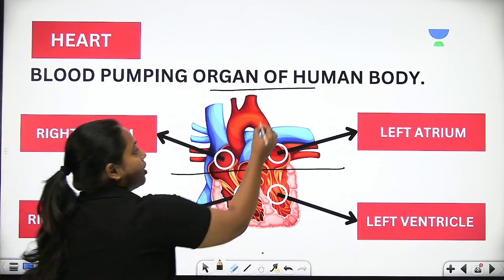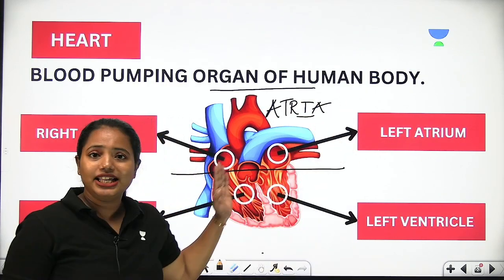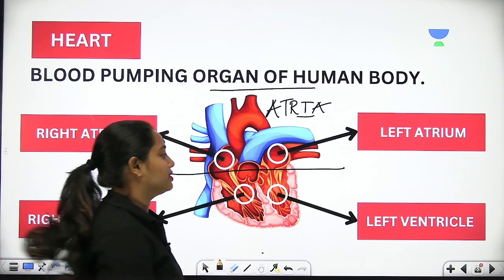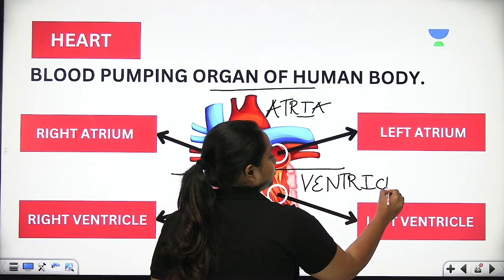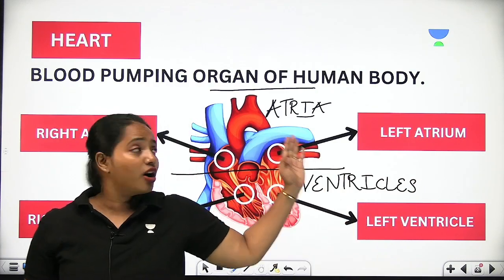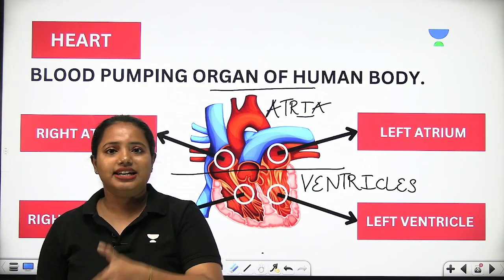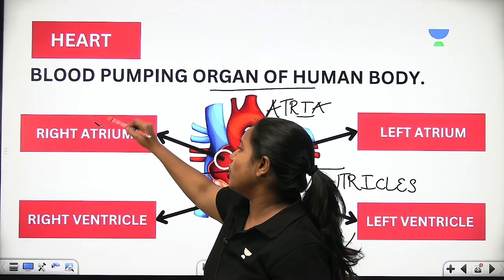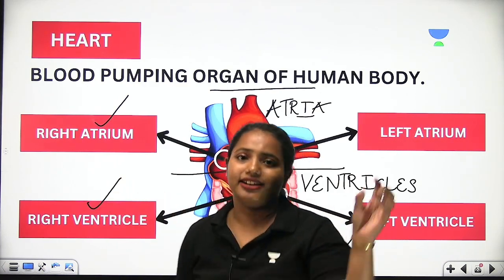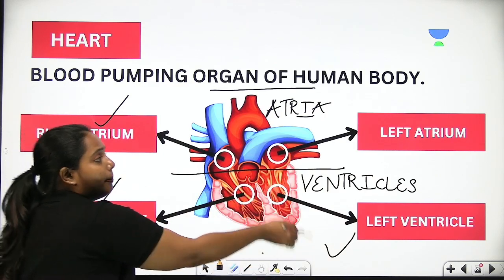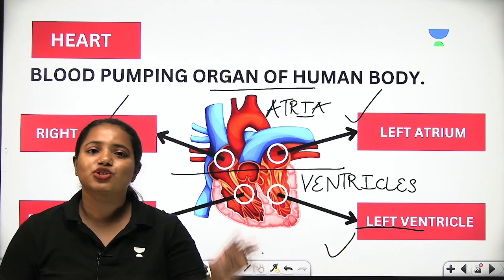The upper chambers are known as atria. Write it down, atria. Similarly, the lower chambers are known as ventricles. Write it down, ventricles. So the upper chambers are known as atria and the lower chambers are known as ventricles. Again, we have to divide based on right and left. The upper right chamber is known as the right atrium and the lower right chamber is called the right ventricle. Similarly, on the left part, the upper chamber is known as the left atrium and the lower chamber is known as the left ventricle. So please don't forget the terms.